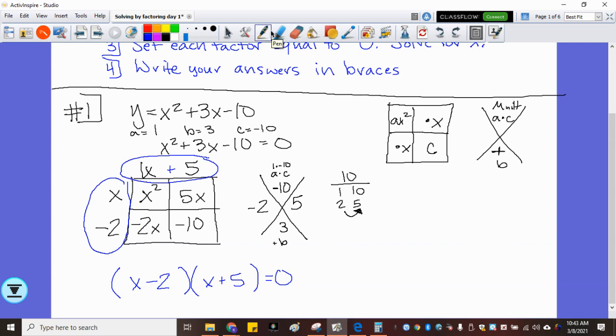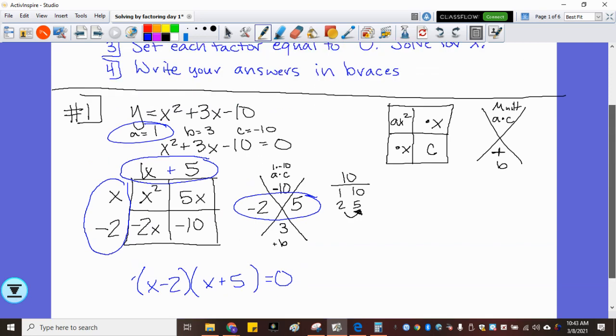All right, I want to teach you a little bit of a shortcut on these. Now that we know how to do this, we've been doing this a lot, so I was going to do it quicker if possible. So if a equals 1, you can just use these 2 numbers: x minus 2, x plus 5. If a equals 1, you can skip this chart and just do x minus 2, x plus 5. If a equals something other than 1, you can't do that though.